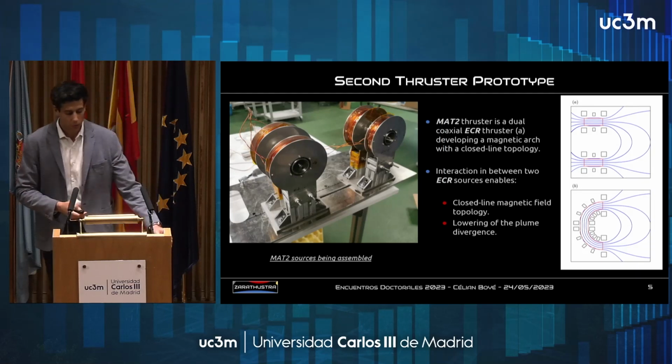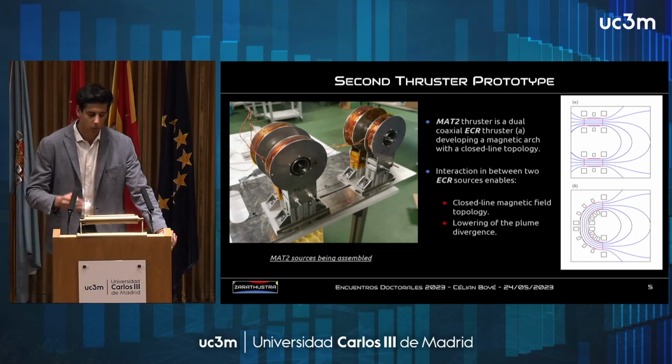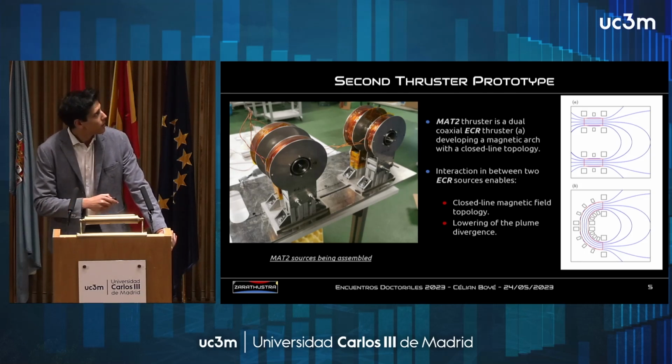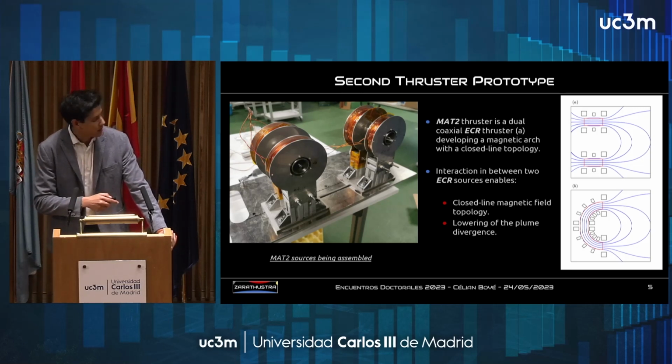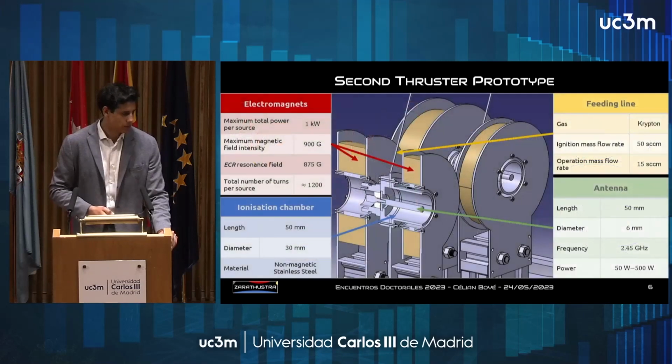What about the second prototype we've been developing? On the left part, you can see the prototype itself being assembled during the second campaign, and it's a coaxial ECR thruster, so we are transmitting power to the thruster thanks to a coaxial transmission line. We are using this design right here with 2 ECR sources put one next to another, and the combination of the two makes a closed-line magnetic topology in order also to lower the plume divergence.